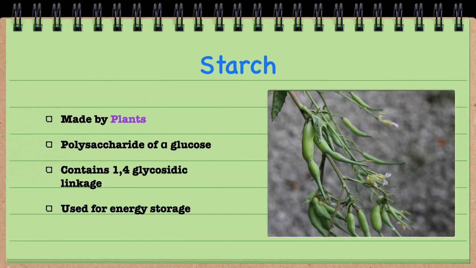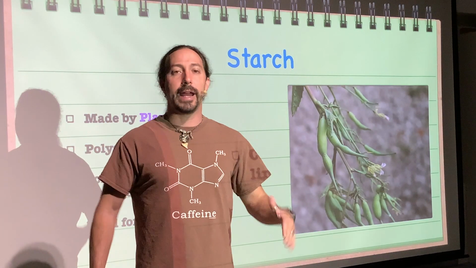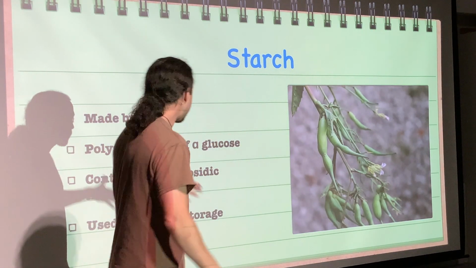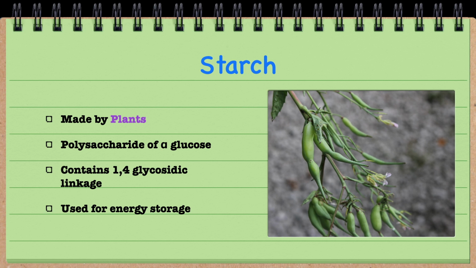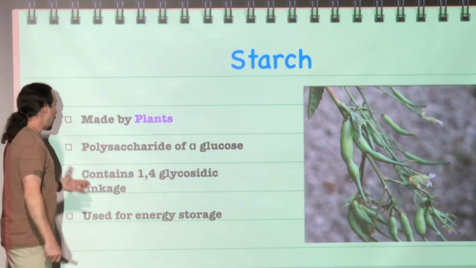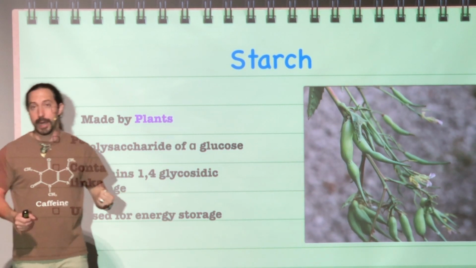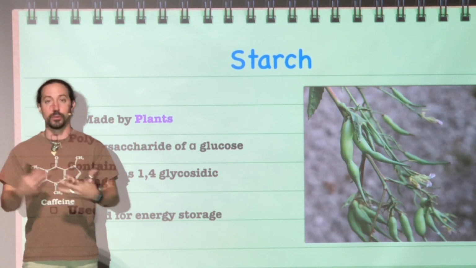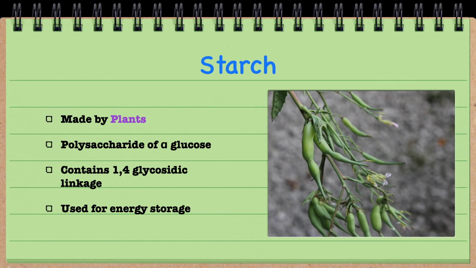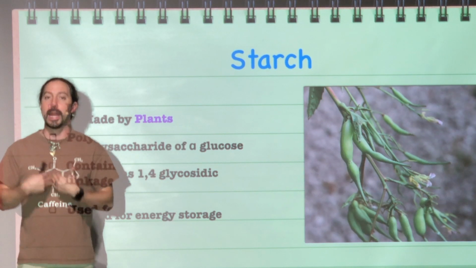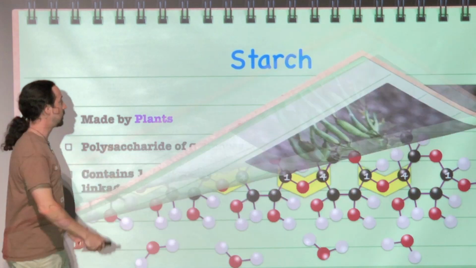So, starch. What is it? How does it work out? Well, first off, starch is made by plants and it is used for energy storage. It is only made using glucose. It is 100% glucose, and they use that 1,4 glycosidic linkage. It is an alpha 1,4 again because it uses alpha glucose. And that is the polysaccharide starch. We're going to do a little modification to this to see how do animals use glucose.